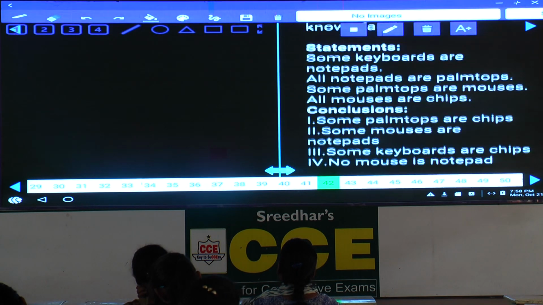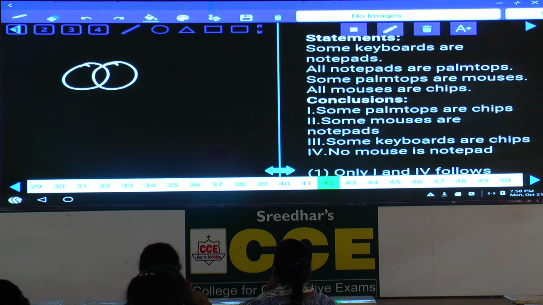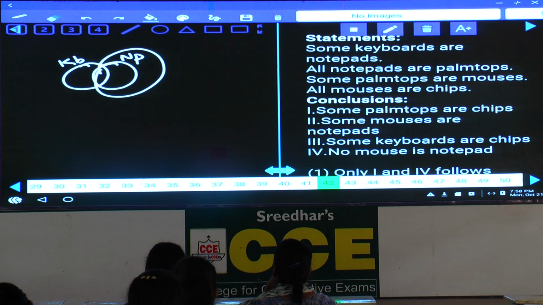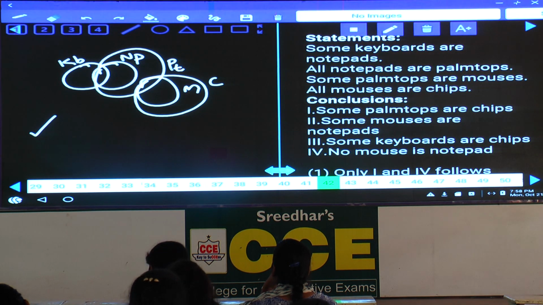All notepads are what? All these, some keyboards are notepads. Some of the keyboards are notepads. Next one, all notepads are palm tops. All these notepads are what? Palm tops. Next one, some palm tops are mouses. Some of the palm tops are mouses. All mouses are chips. All these mouses are what? Chips. Then first one, some palm tops are chips. Palm top and chip is definitely true. And some mouses are notepad. Some mouses are notepad, that is false.